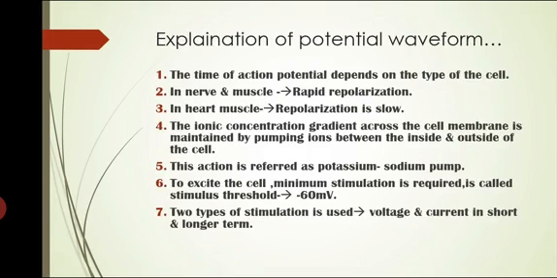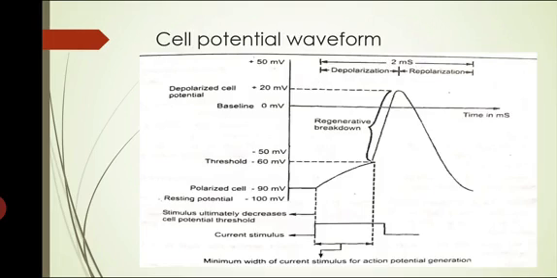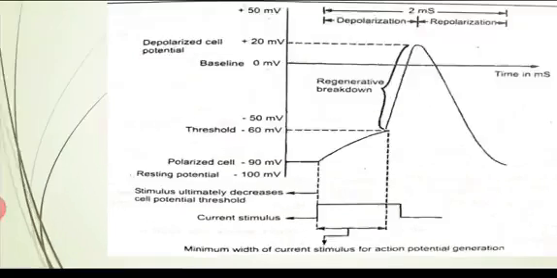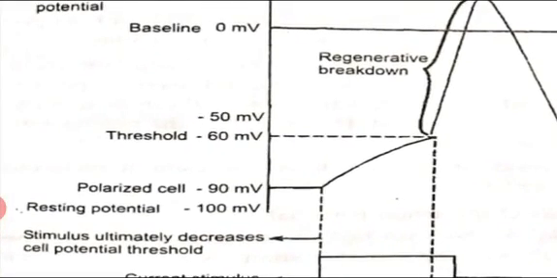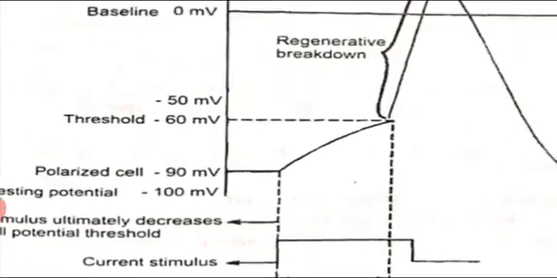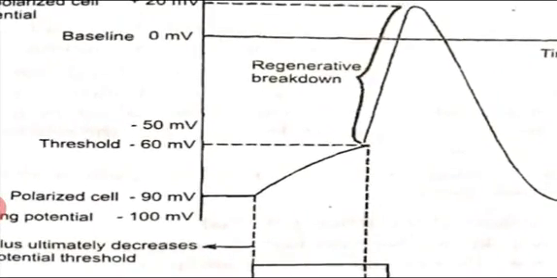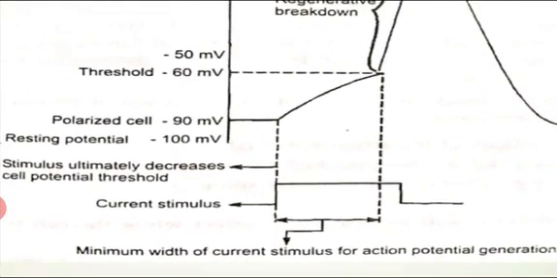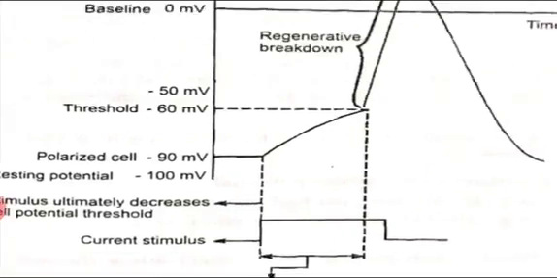So whenever you are writing the answer for this cell potential waveform, the waveform is very important. At the start, it is the resting state of the cell. Whenever you give the external stimulation, the potential of the cell decreases towards zero. If this potential reaches the threshold, that is minus 60 millivolt, then after that there is no need of the stimulation. It means you can remove the stimulation after reaching this voltage.